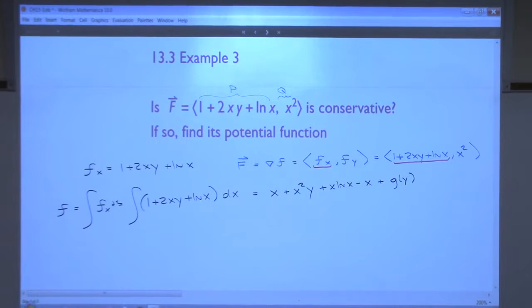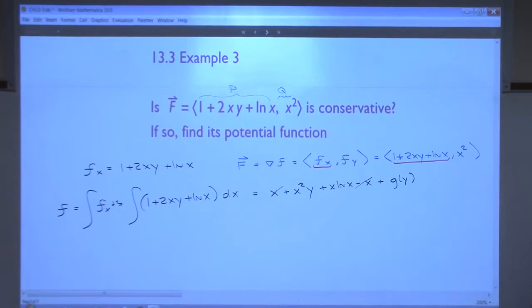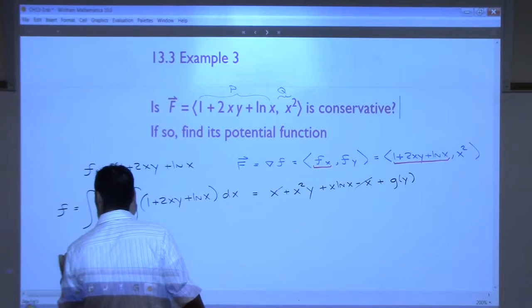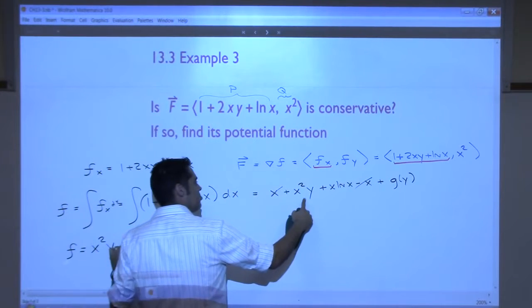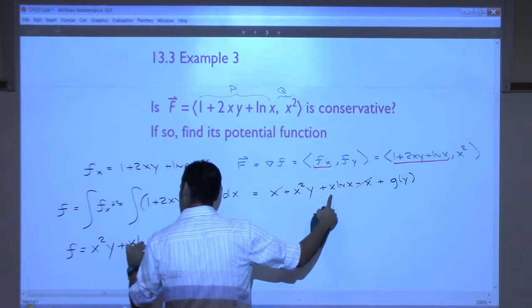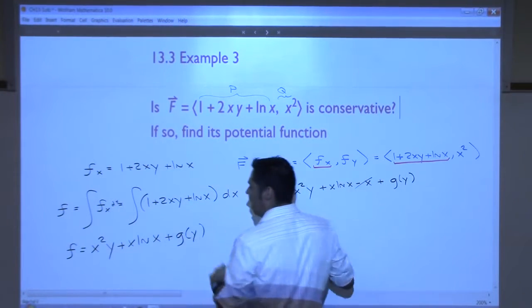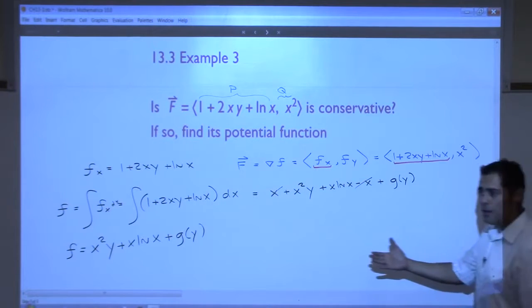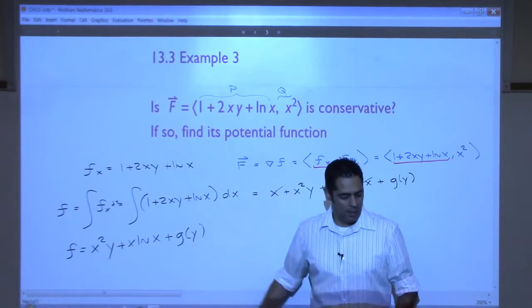Now, I did see some x's canceled here. Did anyone see that? So where I am right now is I'm saying that little f is equal to x squared y plus x ln x plus some function of y that I don't really know what it is, if it even is anything, right? So we're getting closer to knowing what little f is, but we still have this gray area right here that we're not quite sure of.